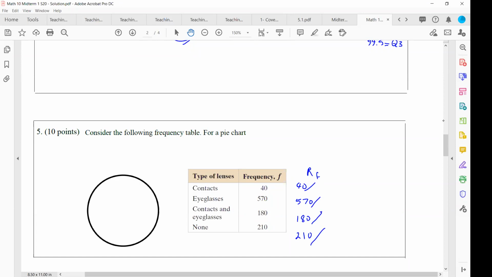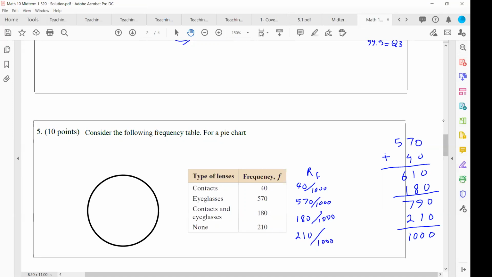So we have to add all of these values together. So 570 plus 40, 610, 180, 790, and 210, 1,000. Okay, perfect. So if you cancel out 0 and 0, you get 4%.